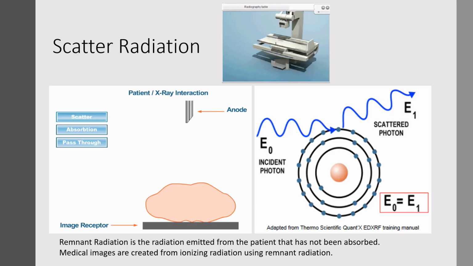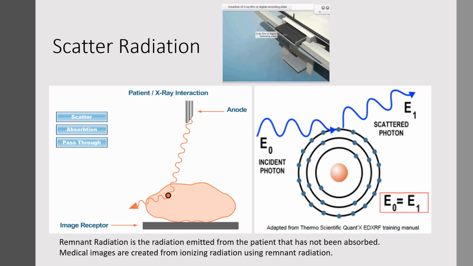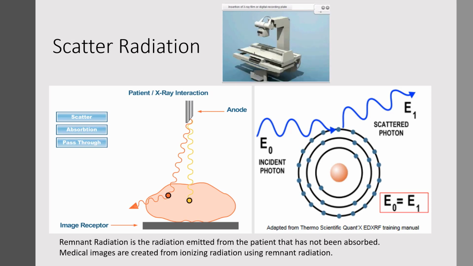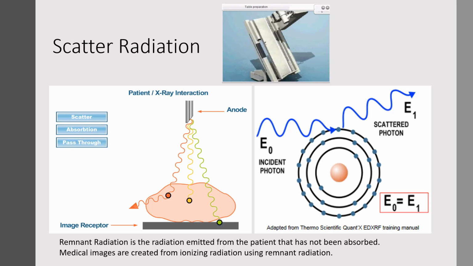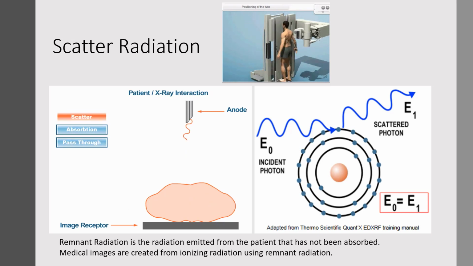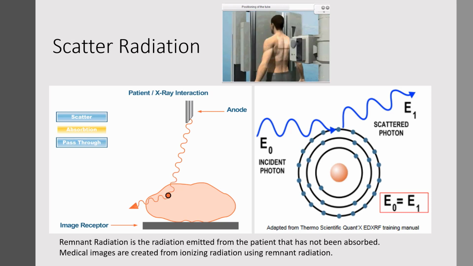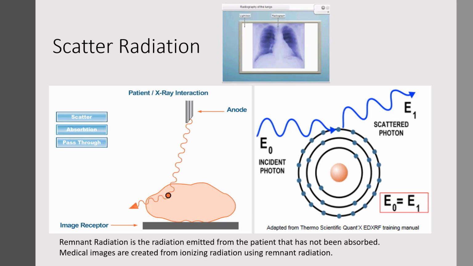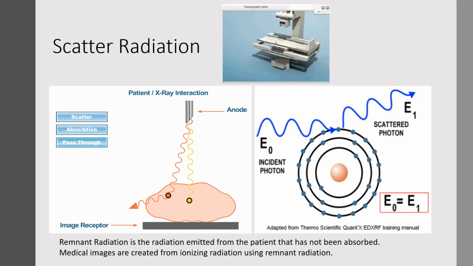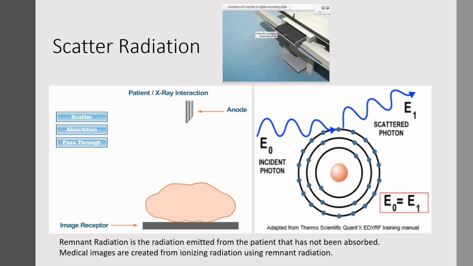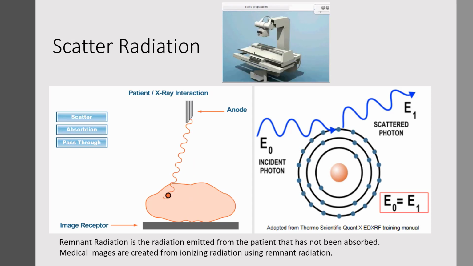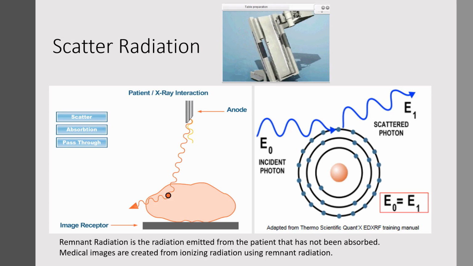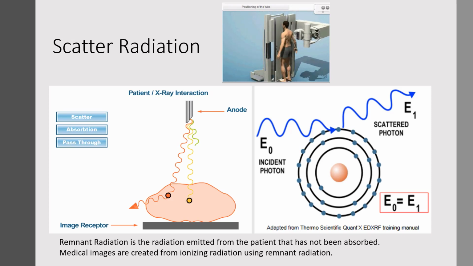To create medical images, we use remnant radiation. Remnant radiation is the radiation that is emitted after the patient is exposed. In remnant radiation, we have the photoelectric effect and we have scatter radiation. Scatter radiation is rather useless, and the majority of the emissions actually are scatter radiation. It is the direct interaction or photoelectric effect and Bremsstrahlung effect that we look at in creating data for medical images.